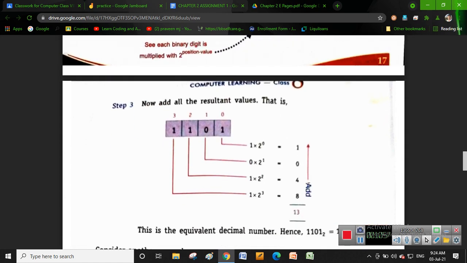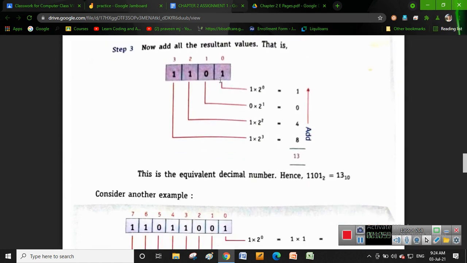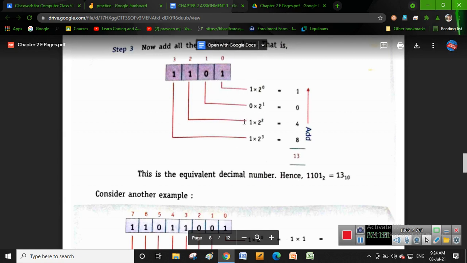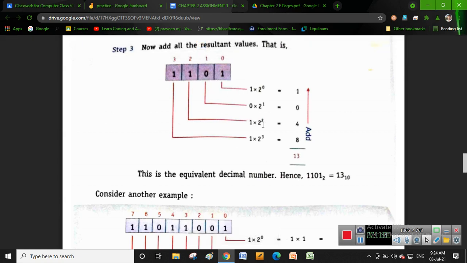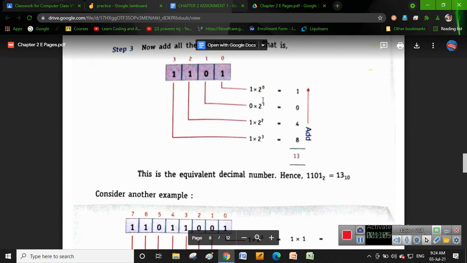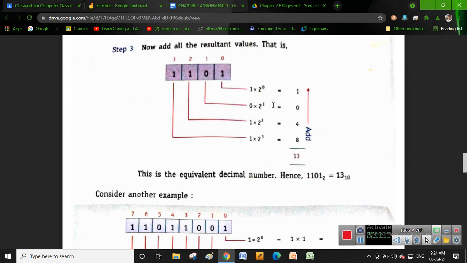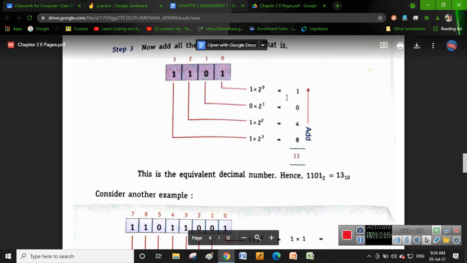Now add the resultant values, and you will get the value. See, 1 into 2 to the power 0, 0 into 2 to the power 1, 1 into 2 squared, 1 into 2 cubed. 1 into 2 power 0 means 1 into 1, which is 1. Anything to the power 0, a power 0, is 1.